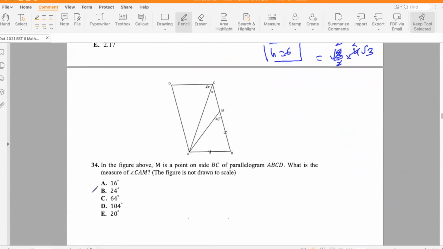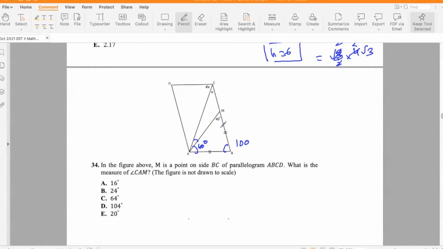In the figure above, M is a point on side BC of parallelogram ABCD. What is the measure of CAM, this angle? Okay, so these two are given as equal. So if this is 40, this is also 40. And this means that this is 100 because these three have to sum to 180.